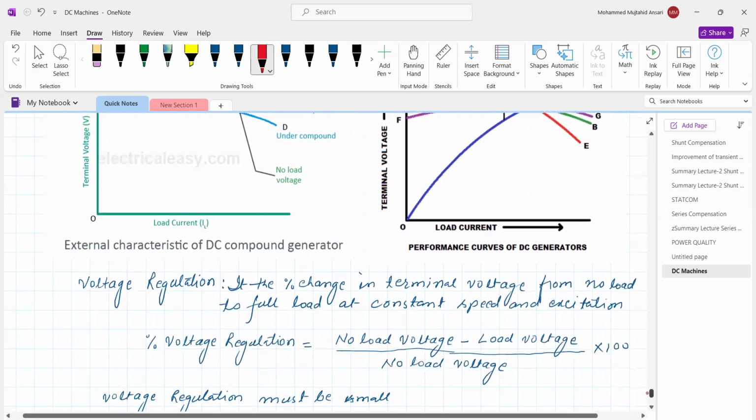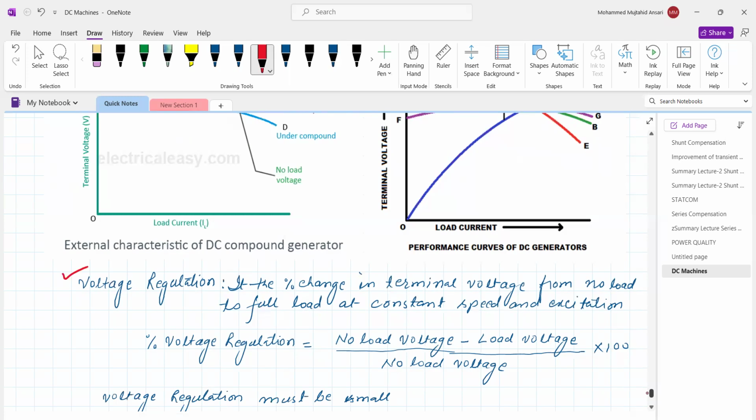Now from this, we can define the voltage regulation. It is the percentage change in the terminal voltage from no load to full load, or at any load condition, with speed constant and excitation also kept constant. Therefore, the voltage regulation is equal to the no load voltage minus the load voltage, divided by the no load voltage. If it is at full load condition, then it is called the voltage regulation at full load condition.